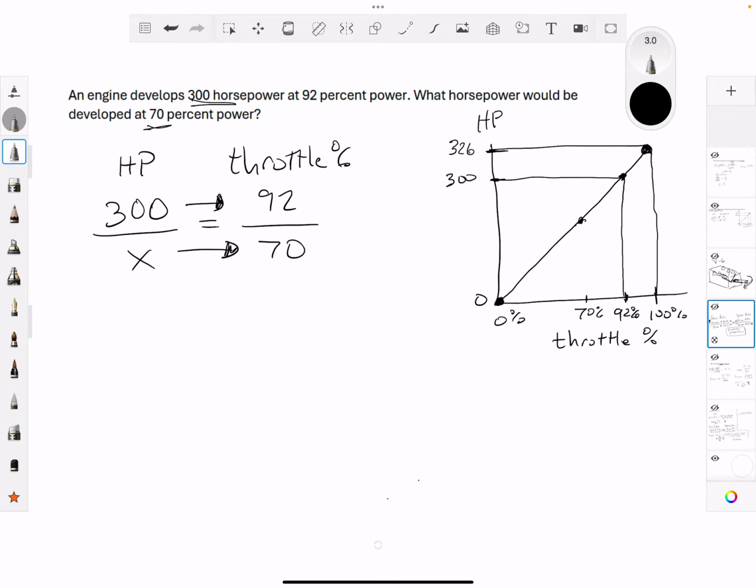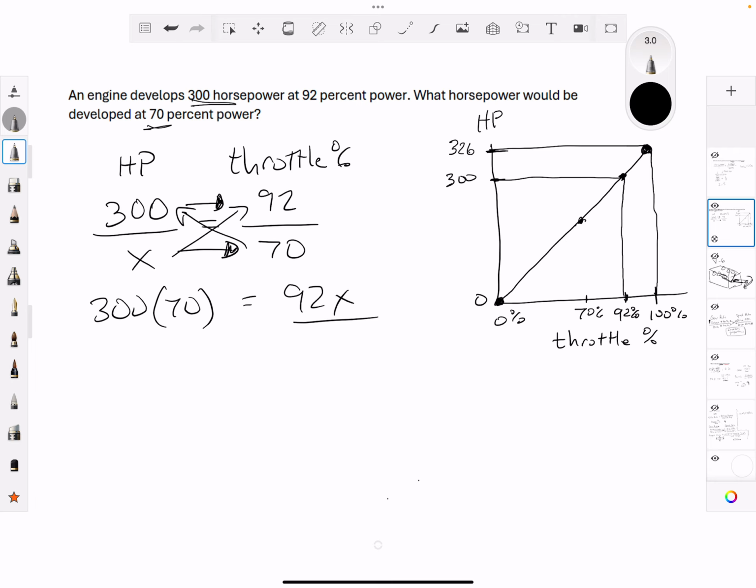Okay, so once that's set up, all you have to do is solve this algebraic problem. You're just going to cross multiply. So you get 300 times 70 equals 92x, and then divide by 92, divide by 92, and your answer is going to come out to be 228.3 horsepower.